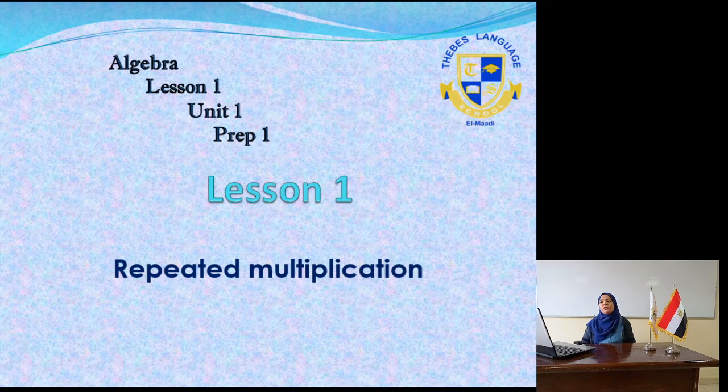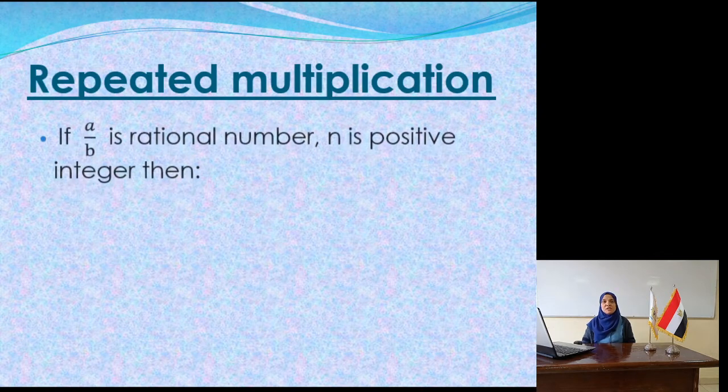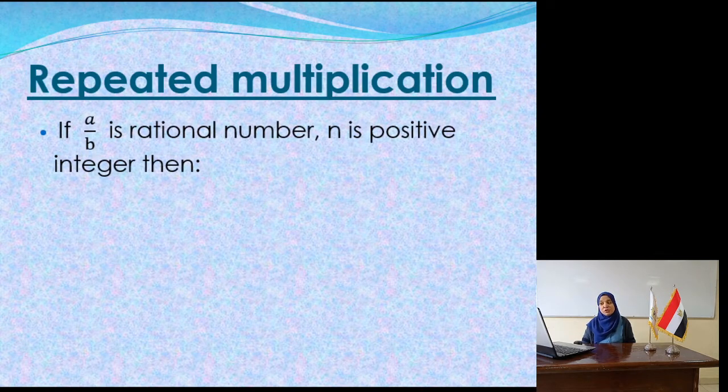Repeated multiplication. What's the meaning of repeated multiplication? Let's move to slide number 2. Repeated multiplication, as we studied before in primary stage, means that if we have a to the power 3, that means a multiplied by a multiplied by a. We multiply the number 3 times.